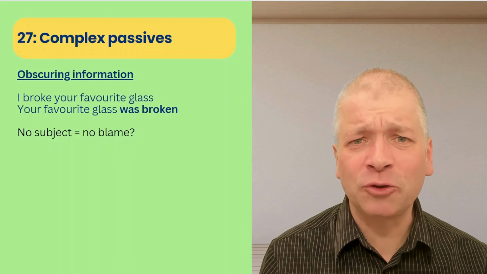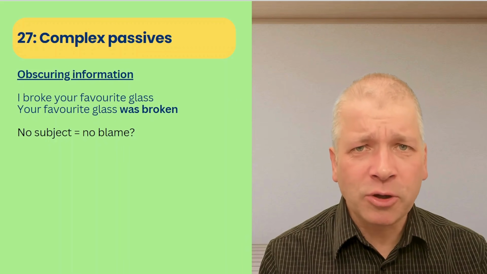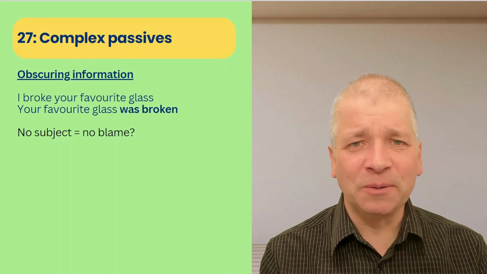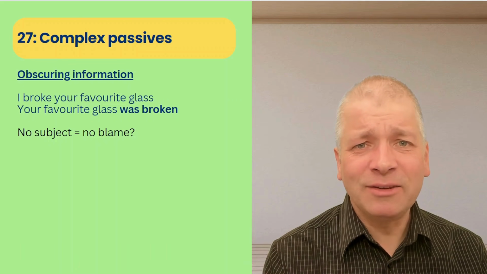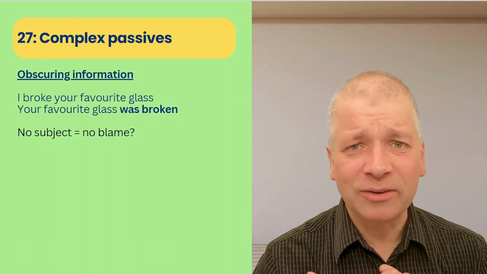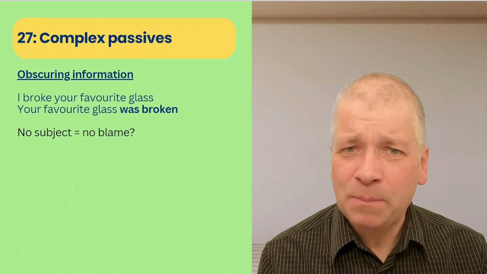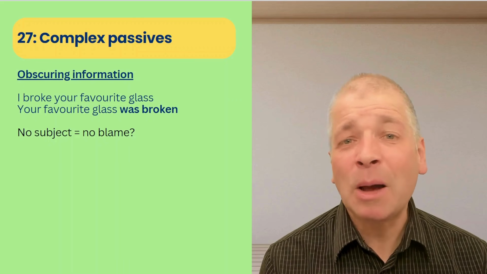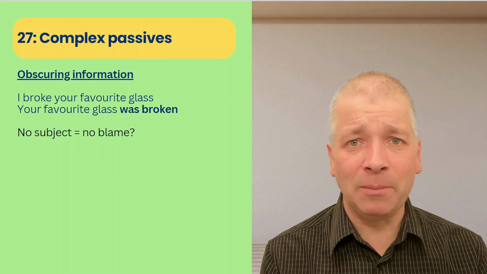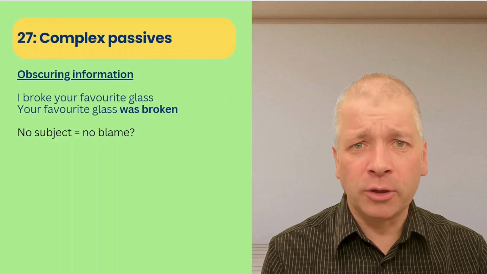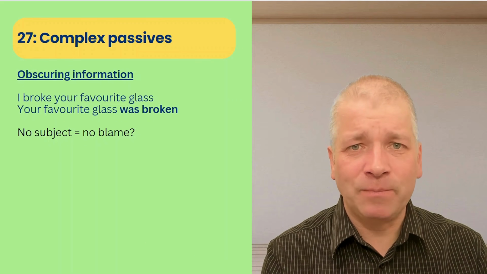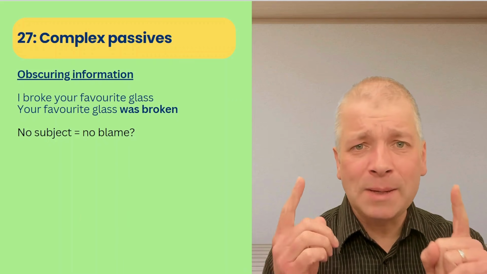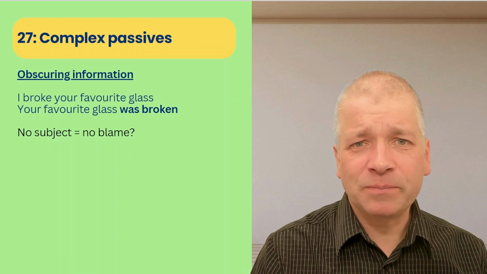Look at the transformation between the two sentences. I broke your favourite glass. Your favourite glass was broken. Notice in the second sentence, I has disappeared. And by I disappearing, we don't know who the subject is. And without the subject, we don't know who to blame. Your favourite glass was broken. Who by? We didn't say. So the passive can be used to obscure information. For example, to avoid blame for mistakes.